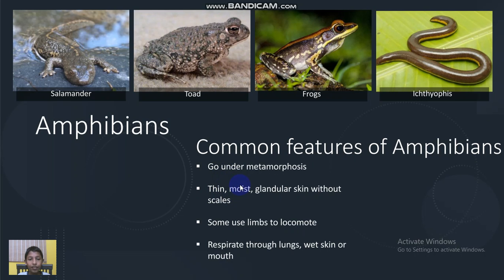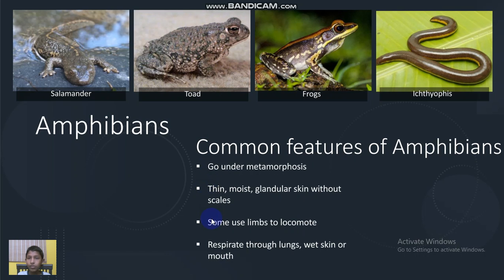They have thin, moist, glandular skin without scales, which means their skin is thin. They have moist, which is wet and damp, and glandular means they have glands in their skin, like the toad with a poison gland behind its eyes, as you can see here.